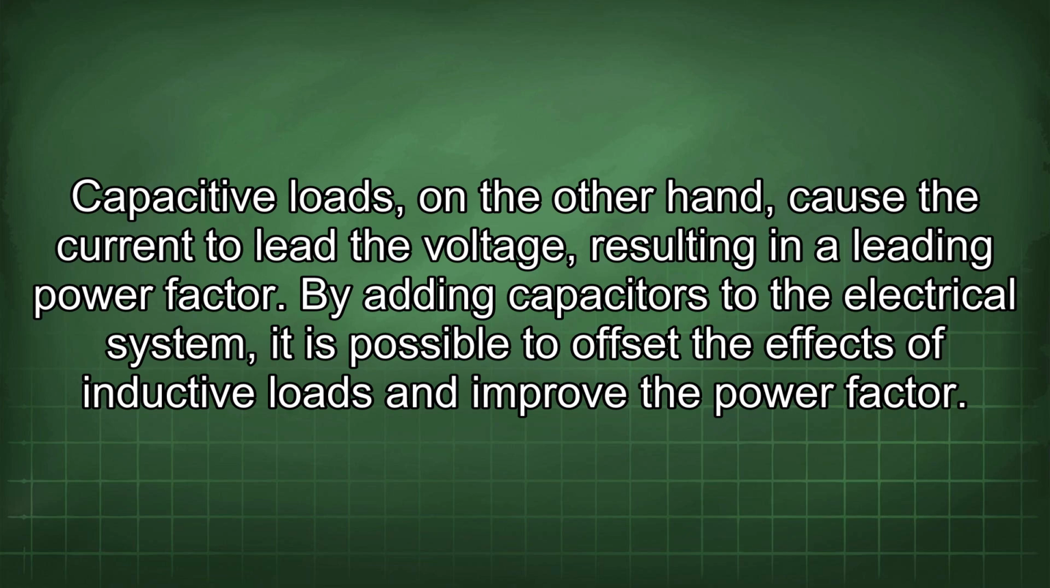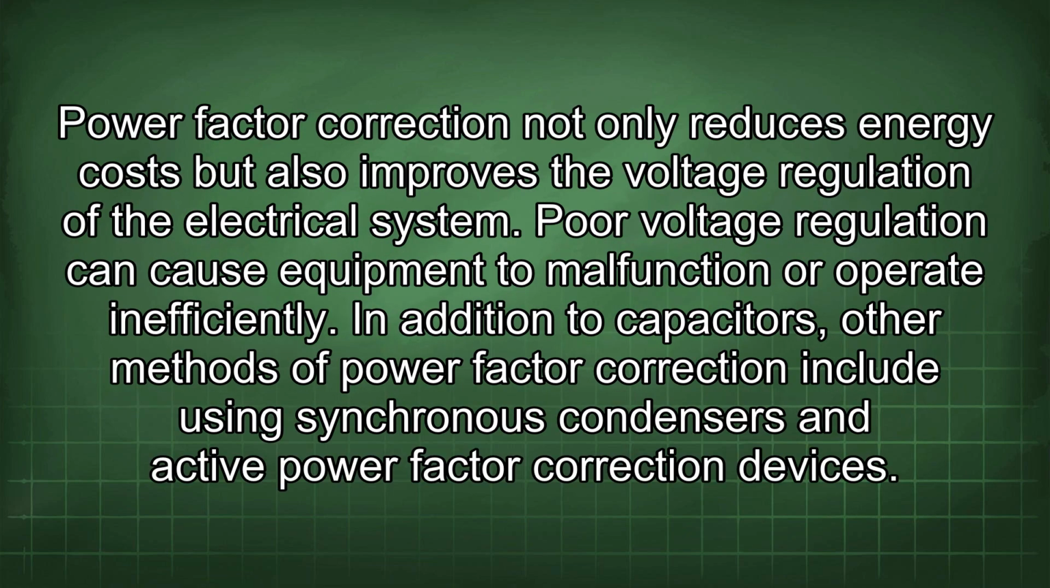By adding capacitors to the electrical system, it is possible to offset the effects of inductive loads and improve the power factor. Power factor correction not only reduces energy costs but also improves the voltage regulation of the electrical system. Poor voltage regulation can cause equipment to malfunction or operate inefficiently. In addition to capacitors, other methods of power factor correction include using synchronous condensers and active power factor correction devices.